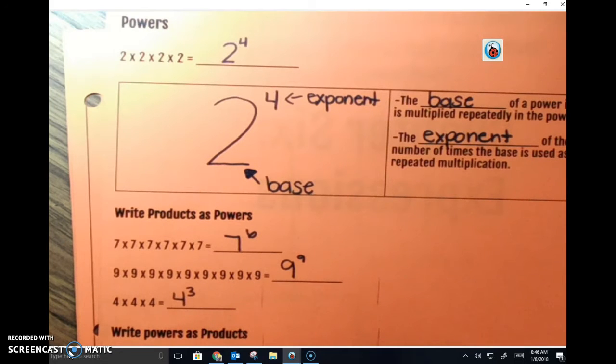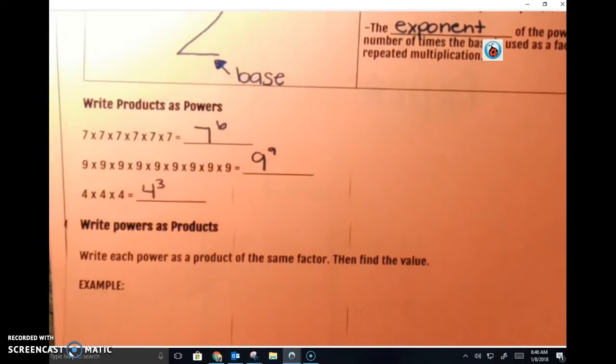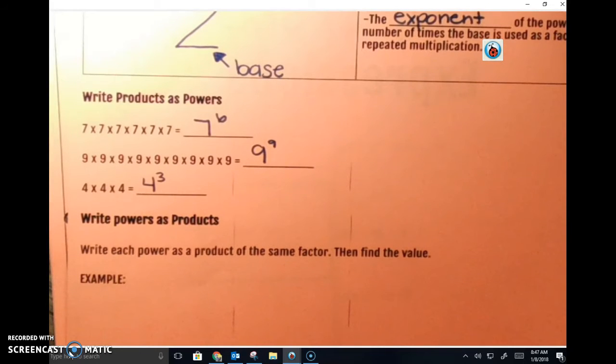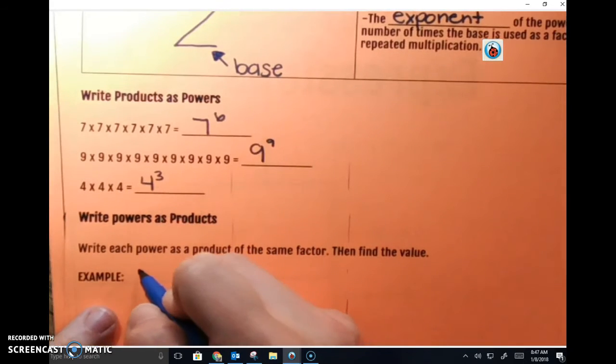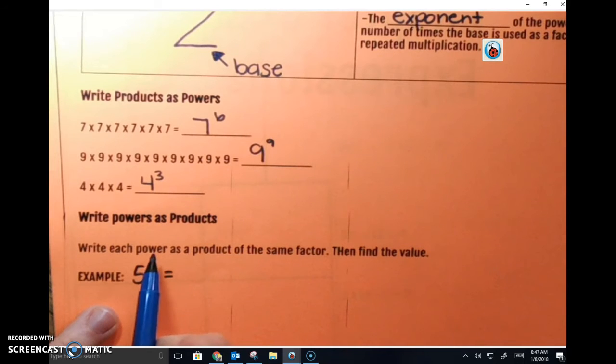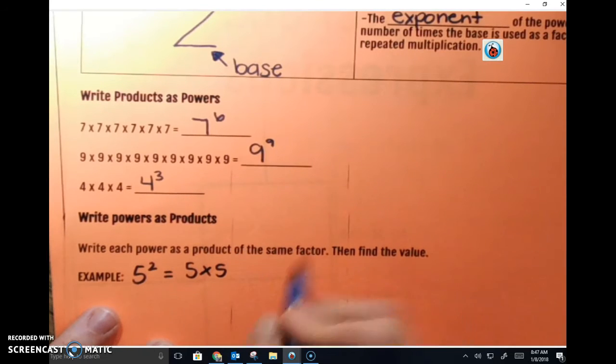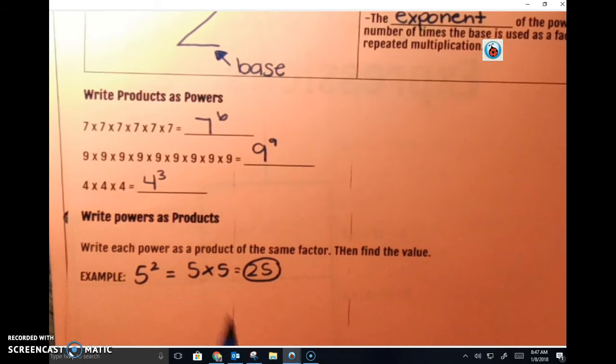Now when we do the opposite, powers as a product, you have to do a little bit more. So we're going to write each power as a product with the same factor. So we're going to start with 5 squared. This little number tells us how many times we have to write that number. So it's 5 times 5, and then the value is obviously 25. So it's not 5 times 2. This number tells us how many times we have to write that number.